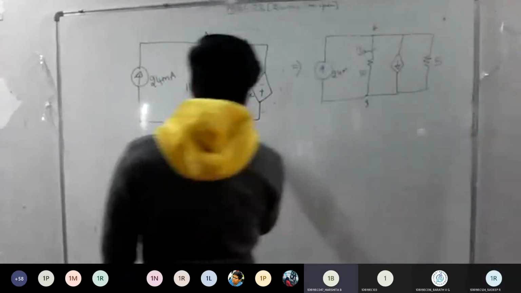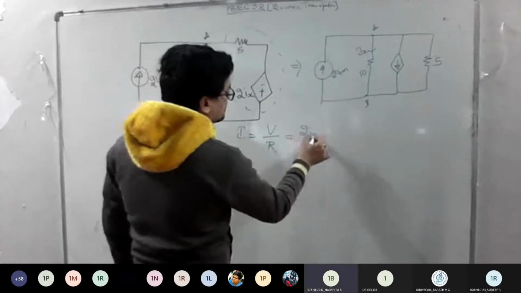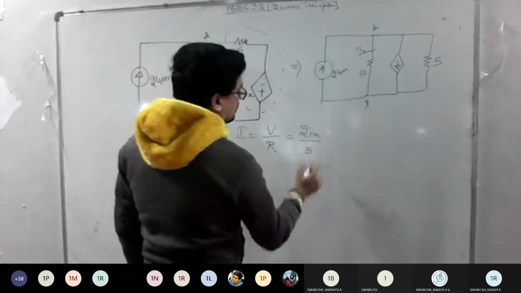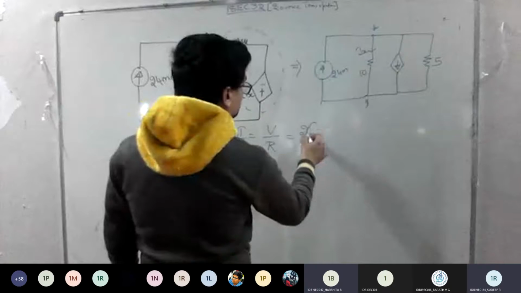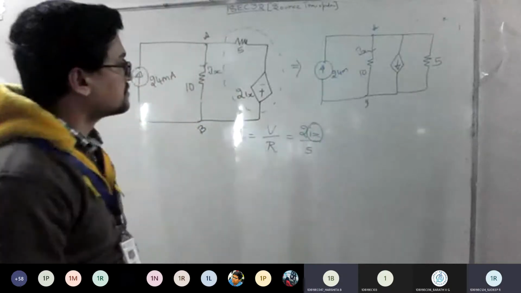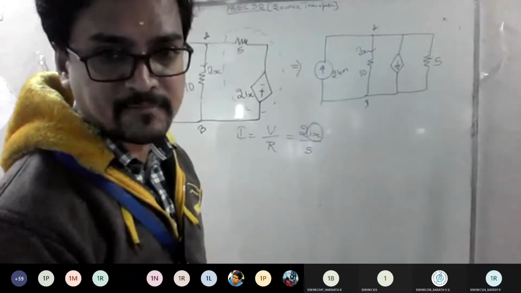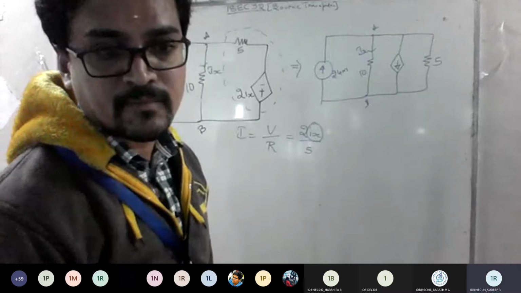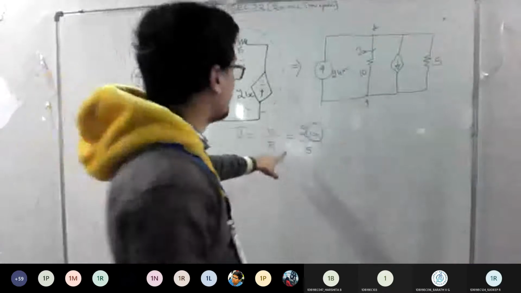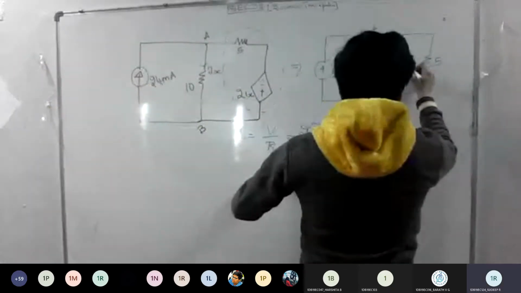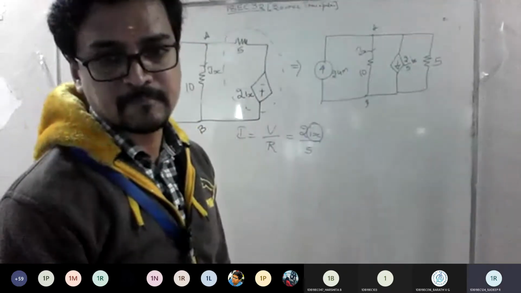How will you find it now? We know that I equals V by R. What is V here? 2Ix divided by R, and R is 5. Fair enough? But what is Ix? What will you write for Ix? That is what you're supposed to find, right? So wherever the current source is there, I should write 2 by 5 times Ix. Right or wrong? Yes, sir.